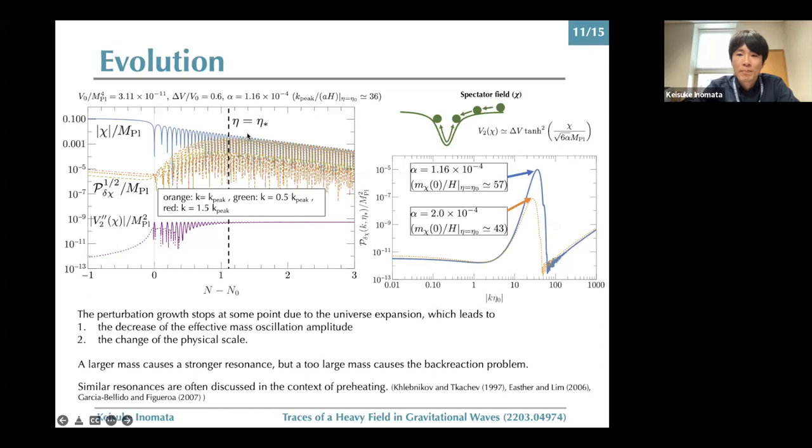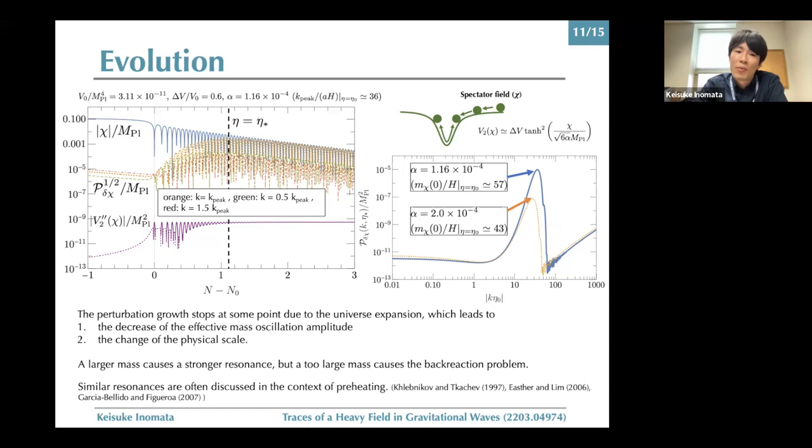And the right figure shows the snapshot of the field fluctuation power spectrum. We can see that there is a peak around here. This is the resonance peak scale. And for comparison, I also plot the smaller mass case. In this case, the peak becomes smaller. This is because if we consider a smaller mass, the resonance stops within a few oscillations. In other words, if we consider a larger mass or more rapid oscillation, then the resonance becomes stronger.